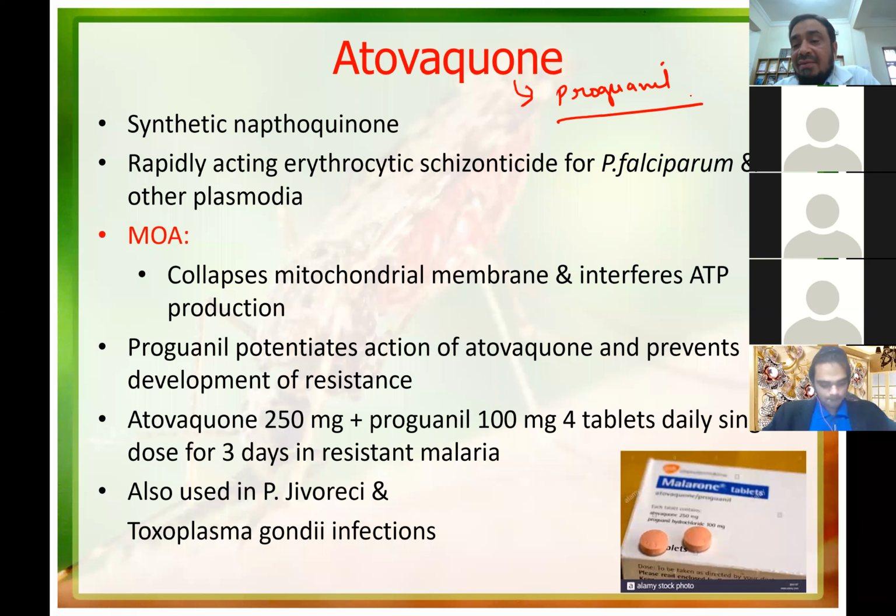Why is it combined with proguanil? Because proguanil potentiates the action of atovaquone and it prevents the development of resistance. So Malarone is the fixed dose combination of atovaquone with proguanil, and 4 tablets daily for 3 days. That is atovaquone and proguanil combination, 250 plus 100 milligram. It is used for the treatment of uncomplicated falciparum malaria.